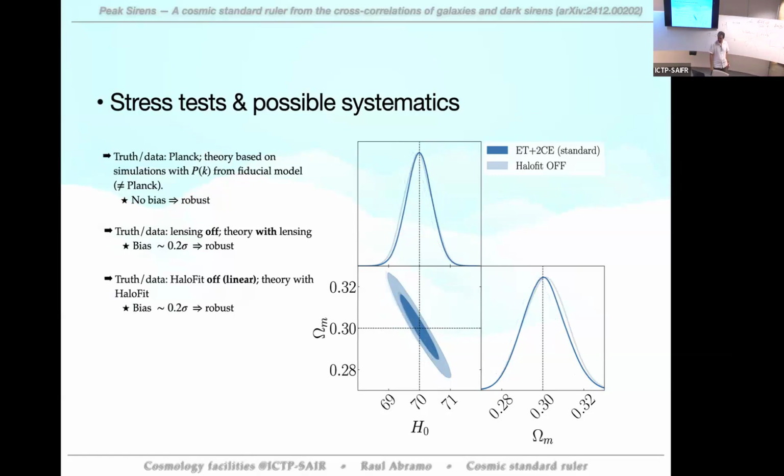But this is the most interesting one here, I think. This is when we use in our data the GLASS simulation with a halofit power spectrum. And if we turn off halofit, so no nonlinear corrections in our power spectrum.